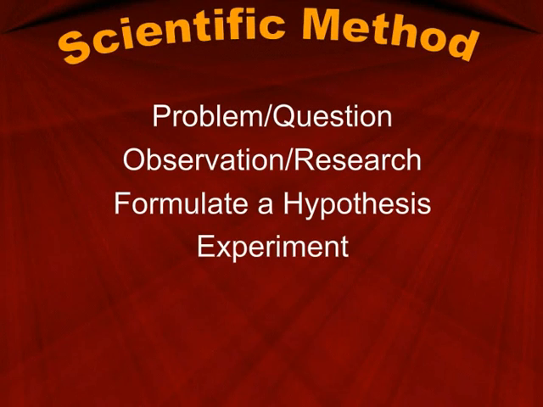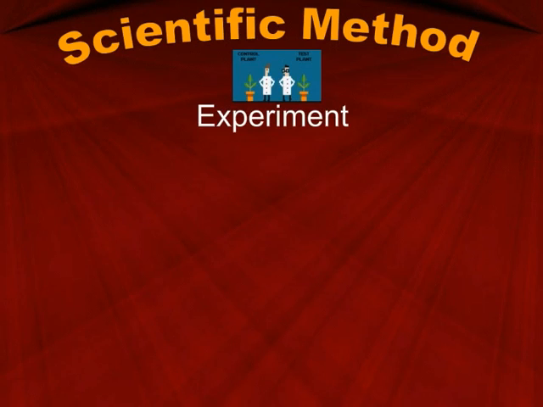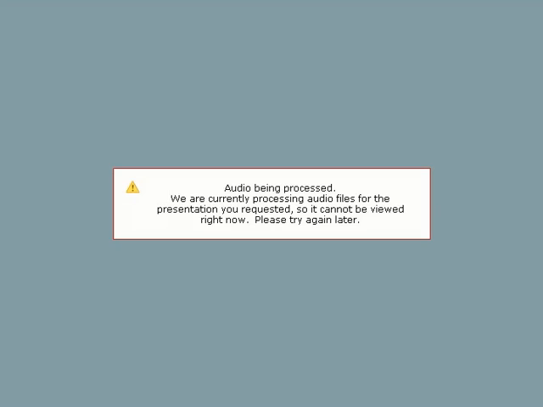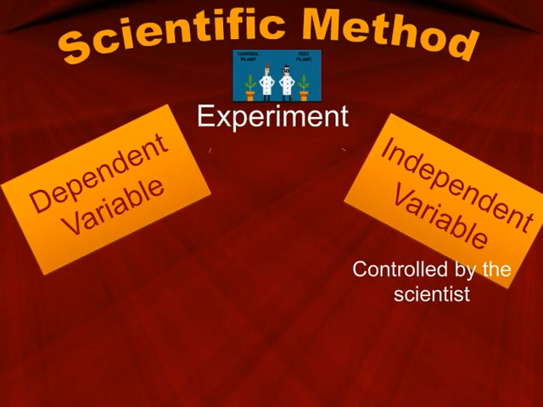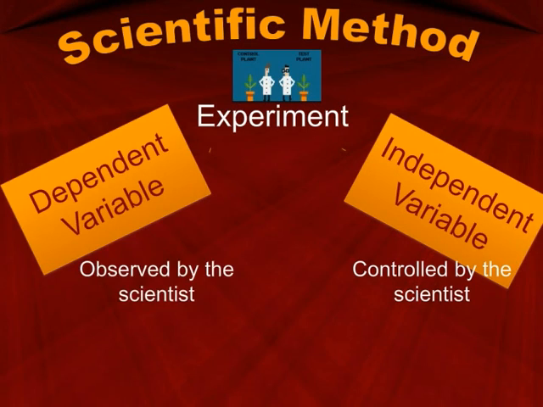Experiments are designed to test each hypothesis made for the investigation. Experiments generally are constructed to test only one hypothesis at a time and will include a dependent variable and an independent variable. The independent variable is a variable controlled by the scientist. The dependent variable is the one that's observed by the scientist.